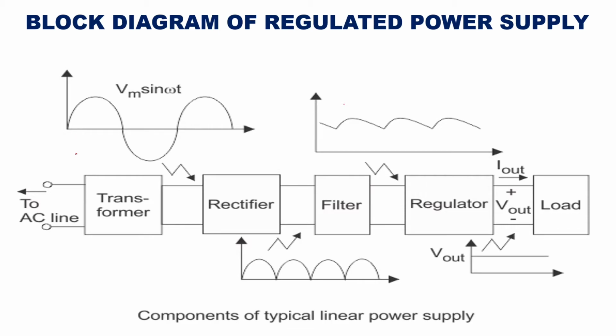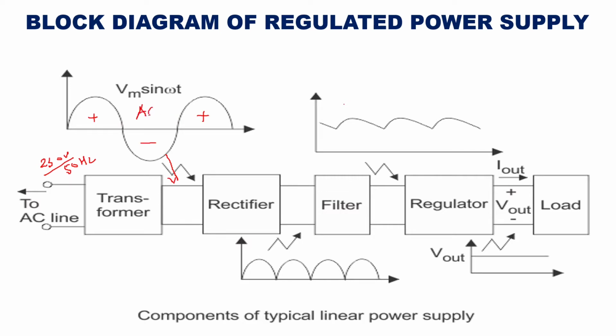So here you can see this input is given to the transformer. So here you can have 230 volt, 50 hertz input, and that will be an alternating quantity. Output of the transformer here also will be an alternating quantity. You can see this plus half cycle and minus half cycle, again plus half cycle. So it is an alternating quantity.